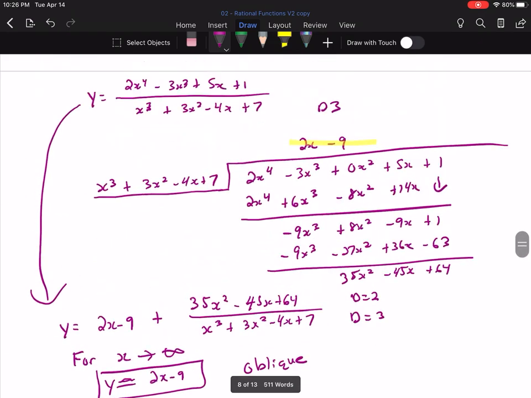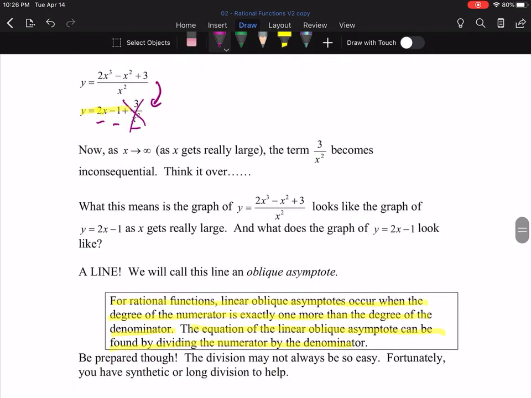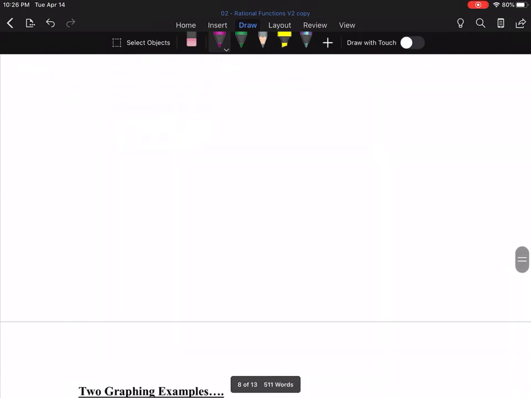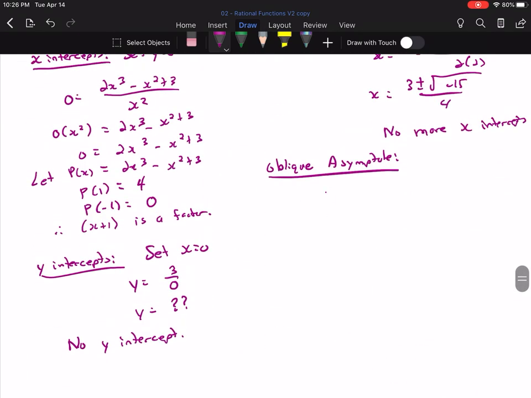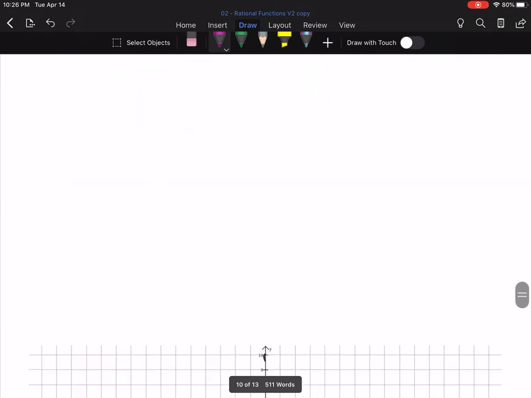I did that division above. What did I get here? Oblique asymptote. Where was it? Where was it? y equals 2x minus 1, way up there. Did that work and find out y equals 2x minus 1 is an oblique asymptote.